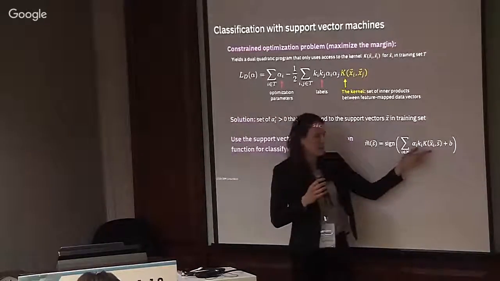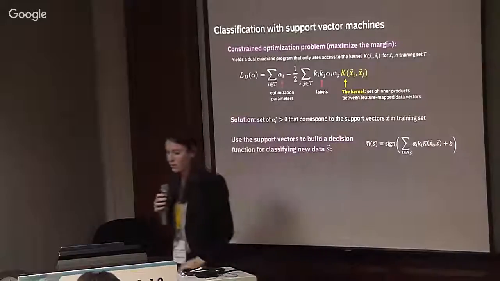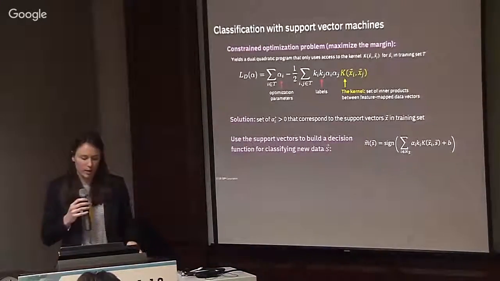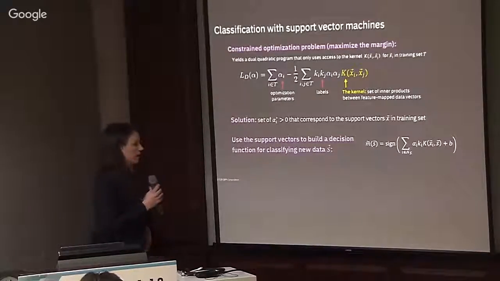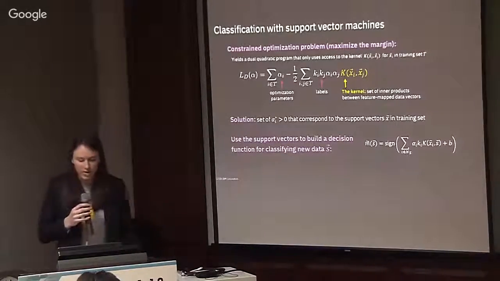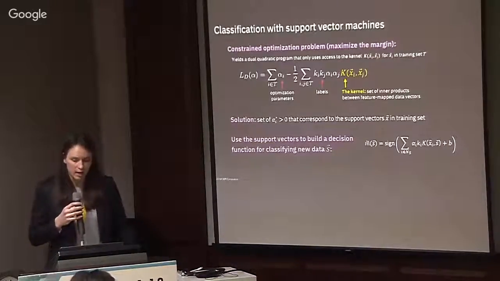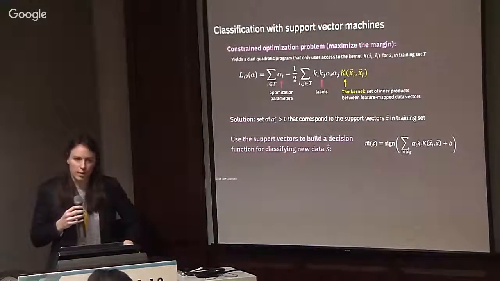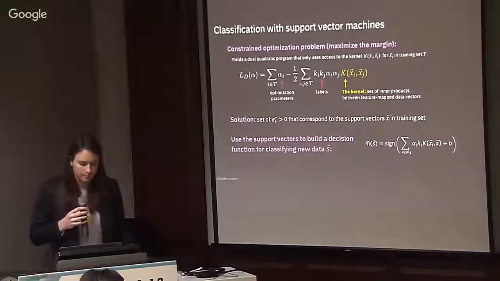And just note here also that the kernel matrix appears a second time. So you compute a kernel matrix in the training phase when you're trying to find the support vectors, and then in the second stage when you want to now classify new data, you have to build another kernel matrix between your test data points and your support vectors.